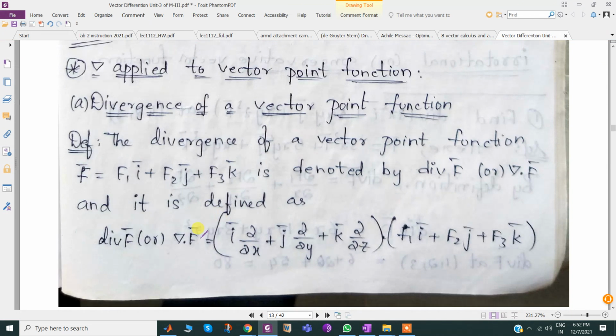Okay. Del applied on a vector point function. The divergence of a vector point function: suppose f bar is equal to f1 I bar plus f2 J bar plus f3 K bar, denoted by div f bar or del dot f bar. It is denoted by simply del dot f bar, that is del dot of f1 I bar plus f2 J bar plus f3 K bar.